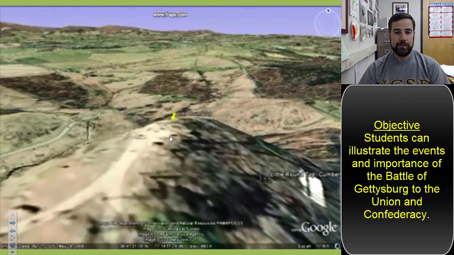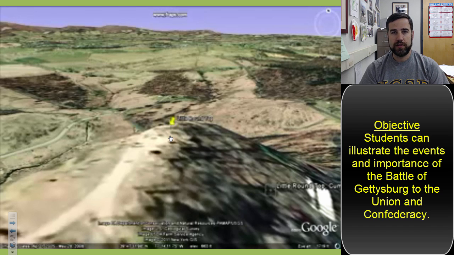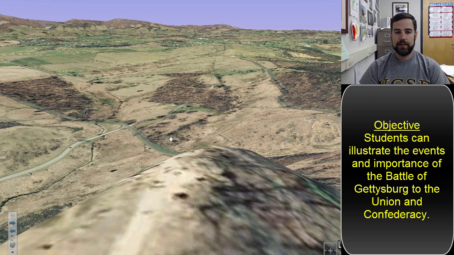So it'd be like if you have students, if you've gone over to BC and you're looking over the bluffs there, that's kind of how high this hill would be. And that's obviously going to give the Union Army an advantage to control that type of land. And here you can see the top. So here's the Union line.